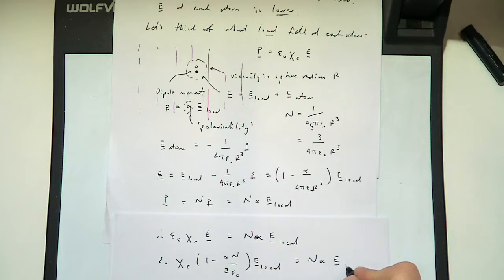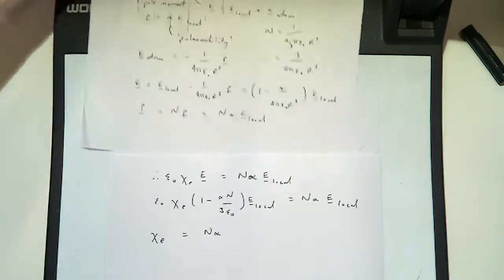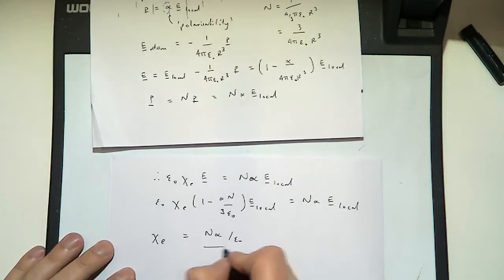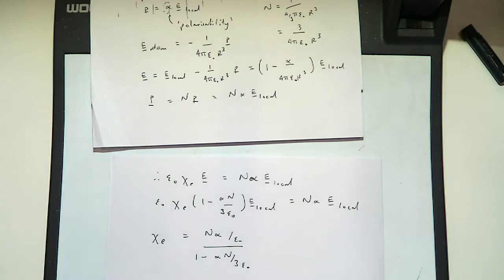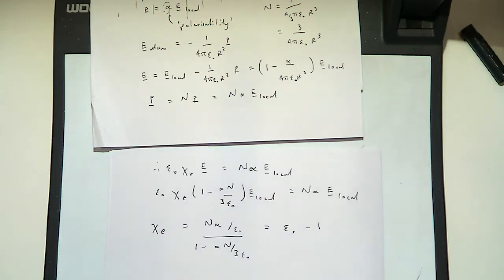Now obviously I can get rid of E local, that can disappear. What does that mean? That means I can now write down the electric susceptibility in terms of the polarizability and the number density of the atoms, with some scaling factor, and actually I need to include it at the bottom as well. So that is a way of saying if I know the polarizability and I know the number density, I can work out the susceptibility. Really, it's done the other way around. You measure the susceptibility, you work out what the polarizability has to be. And obviously, the susceptibility is equal to the relative permittivity take away 1.